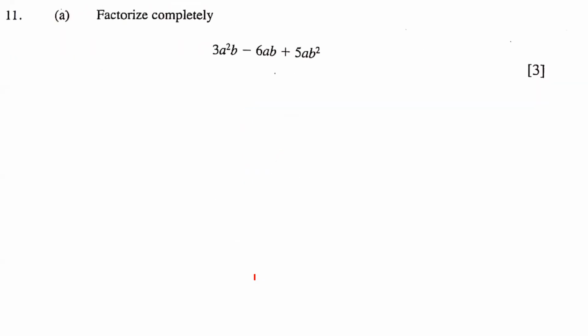So let's move on to question number 11a. Here we want to factorize. And so we have to figure out what the common factors are here. So 3, 6, and 5, they are not common factors.